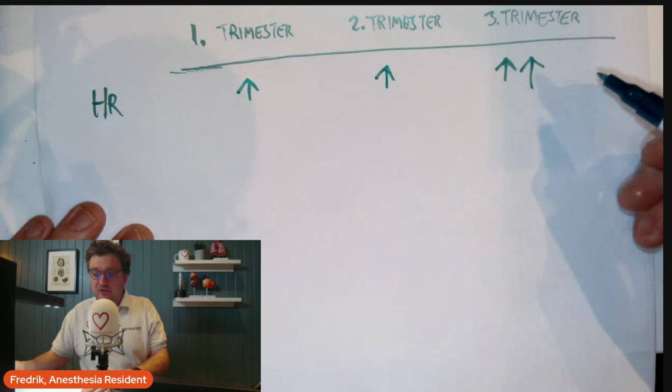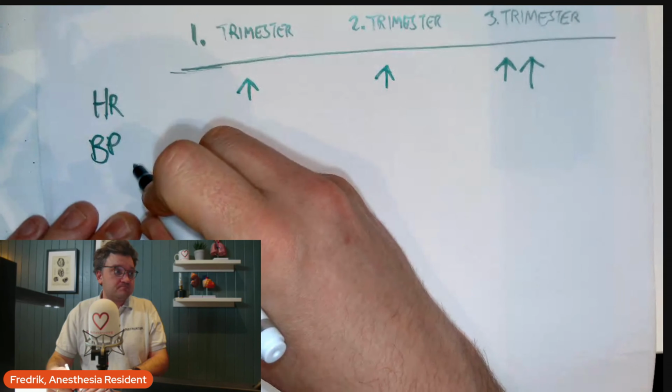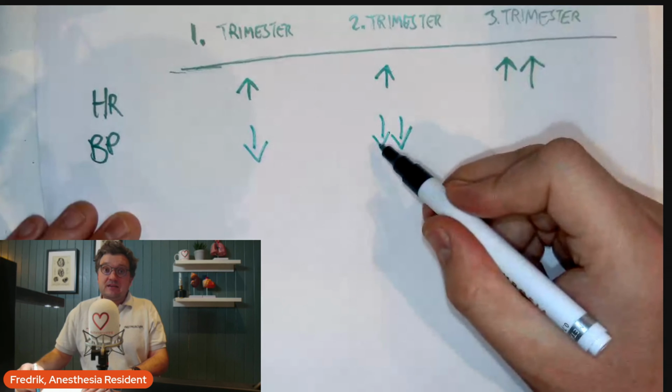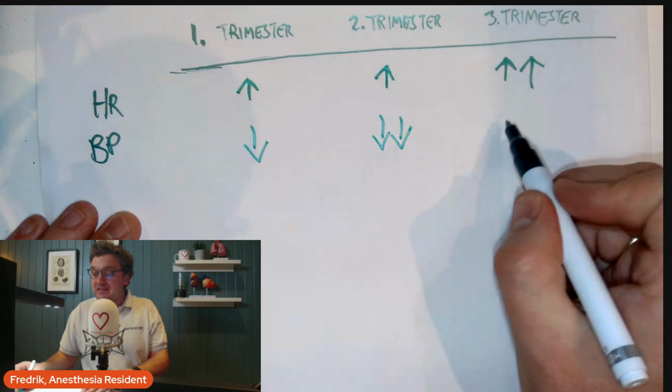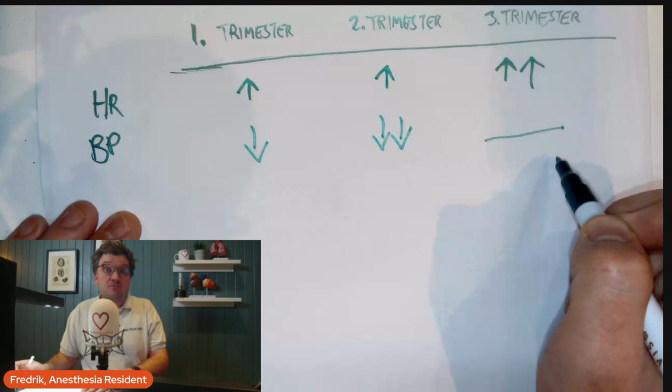The second thing we're going to look at is blood pressure. The blood pressure is slightly decreased in the first trimester, it's greatly decreased in the second trimester, and relatively unchanged in the third trimester compared to non-pregnant patients.